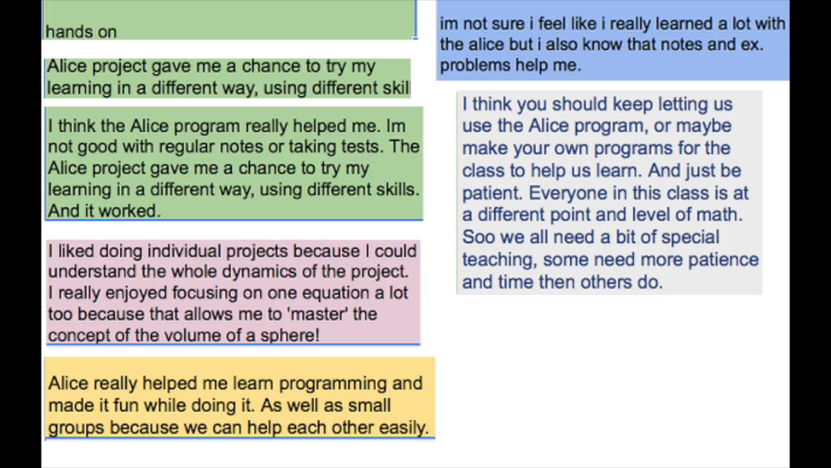They talked about how they liked hands-on. Some really liked the Alice project. Or they like doing individual projects, and they like being able to focus on something. Some people didn't feel Alice helped them. Another reminder to be patient.